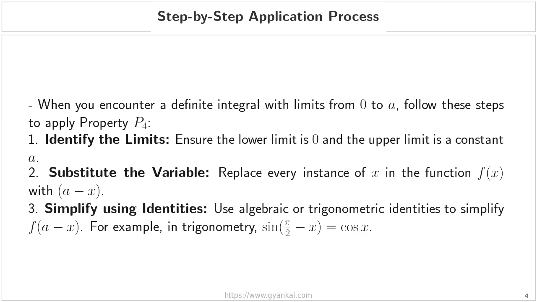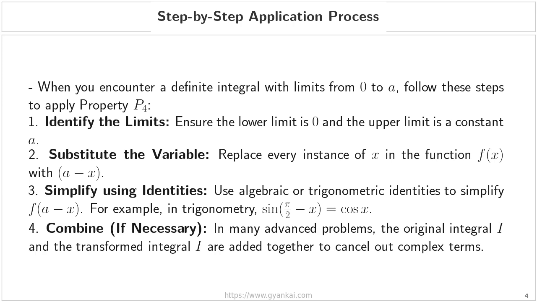Then, simplify using identities. After the substitution, you'll often have a new expression that looks a bit messy. This is where your algebra and trigonometry skills come in handy. Use any relevant identities to simplify the function f of a minus x. A common example, especially when dealing with trigonometric functions, is that the sine of pi over 2 minus x is equal to the cosine of x. Keep those identities in mind, as they'll often unlock the simplification you need.